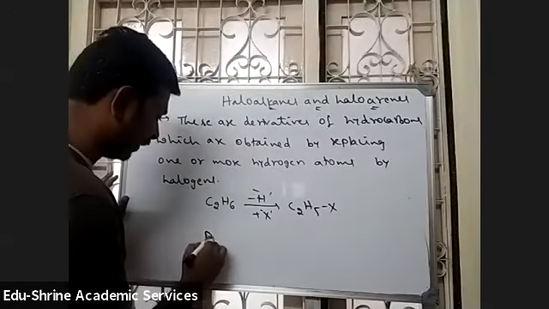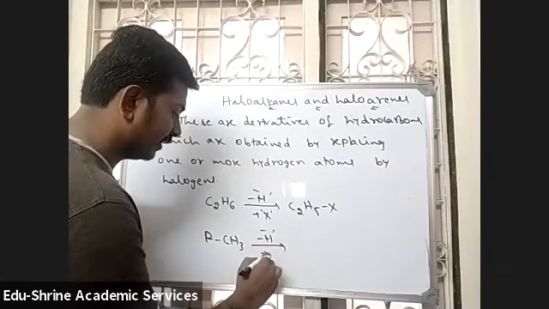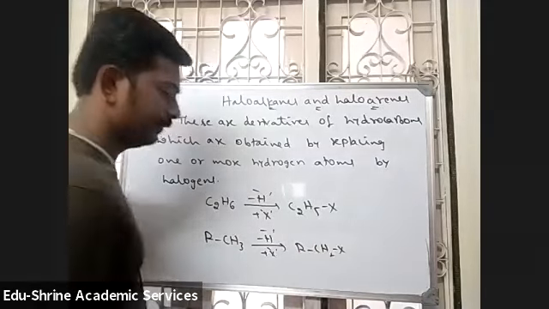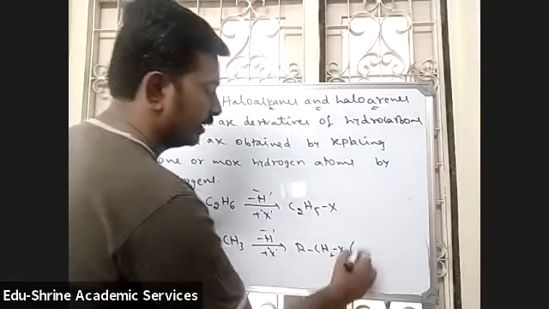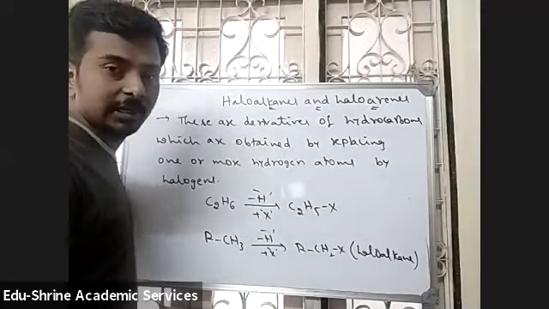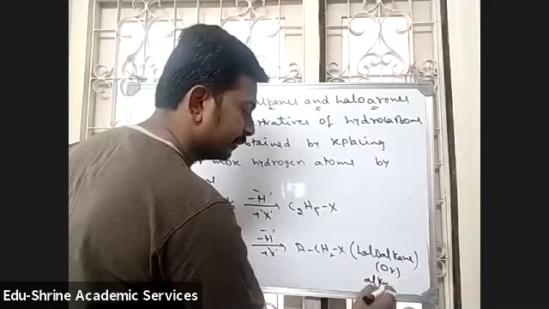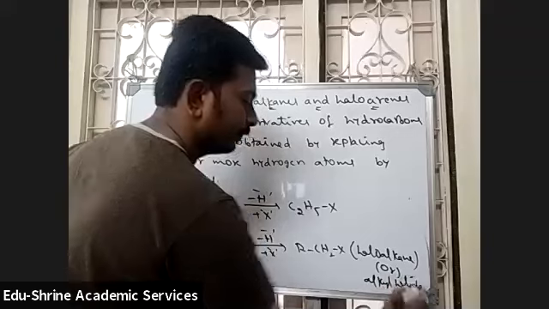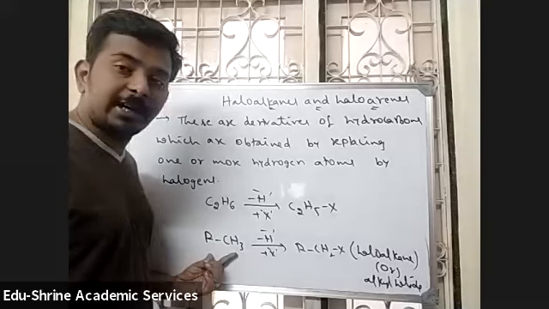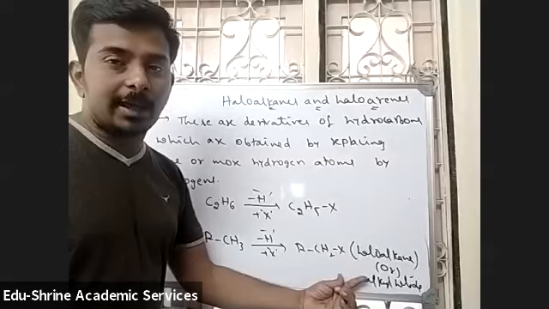Or we'll take a general formula. RCH3 is an alkane. So if I remove one hydrogen atom and add one halogen atom, then we'll get RCH2X. So this is a haloalkane. Right? Haloalkane is also called alkyl halide. So from an aliphatic hydrocarbon, if I remove one hydrogen and add a halogen, then we'll get haloalkane or alkyl halide.